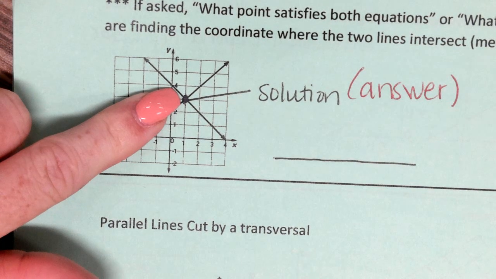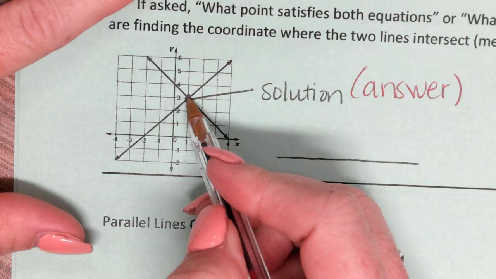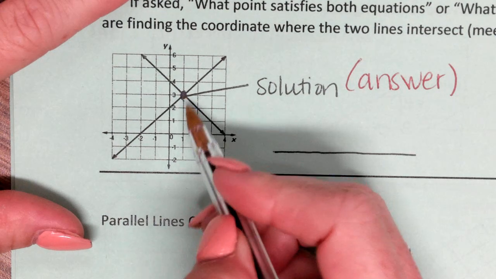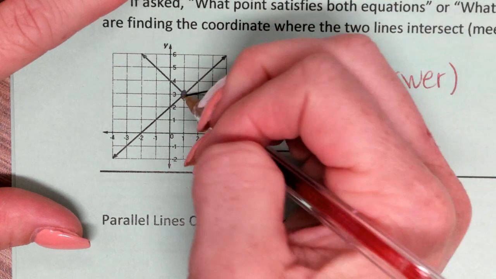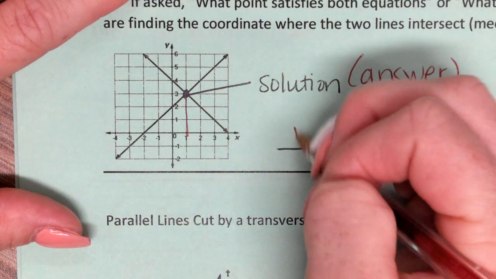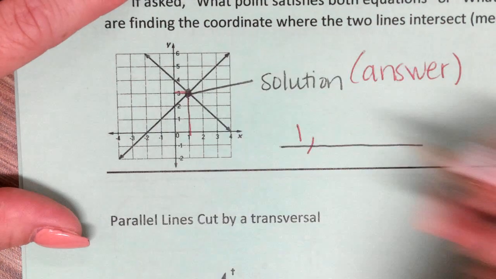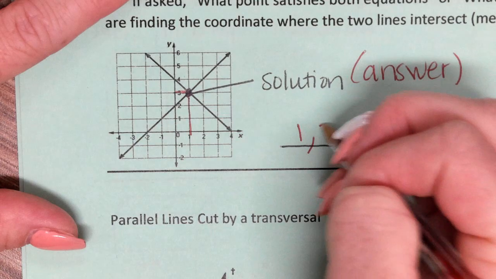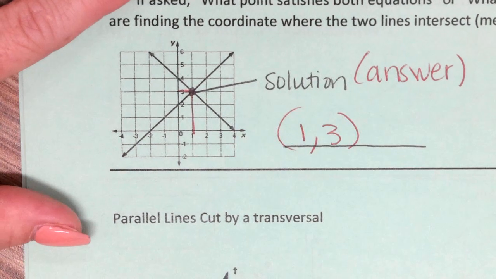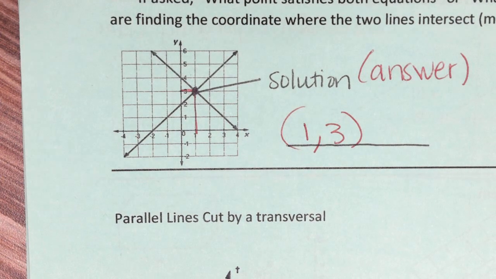Okay, it might be a coordinate. So who can tell me the coordinate to this answer? What's the x value right here? So it could be (1, 3). Or they could just ask for the x value and it be 1. They could ask for the y value and it be 3. Okay? That's super easy, right?